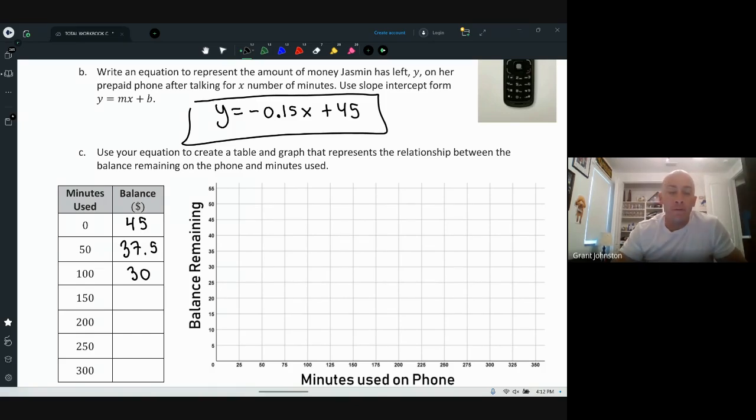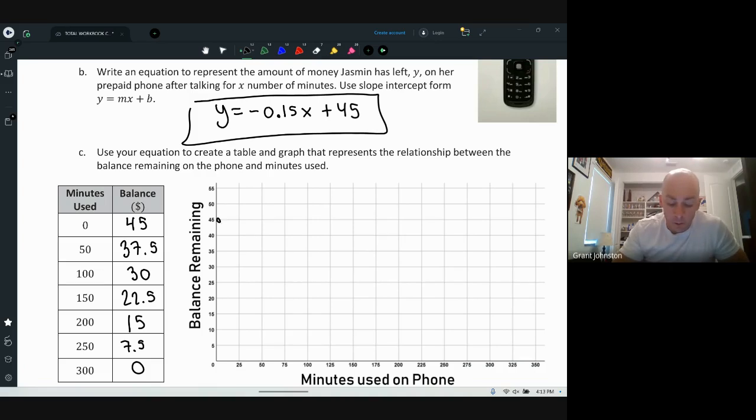Let's plug in 150. So 150 minutes on the phone. So 150 times negative 0.15, and then add the 45, 22.5. And quite frankly, I don't have to keep on plugging these all in because it's linear, right? So if I look at this, it's going down 7.5 each time, right? So I'm just going to continue the pattern here. That would be 15, 7.5, and then 0.